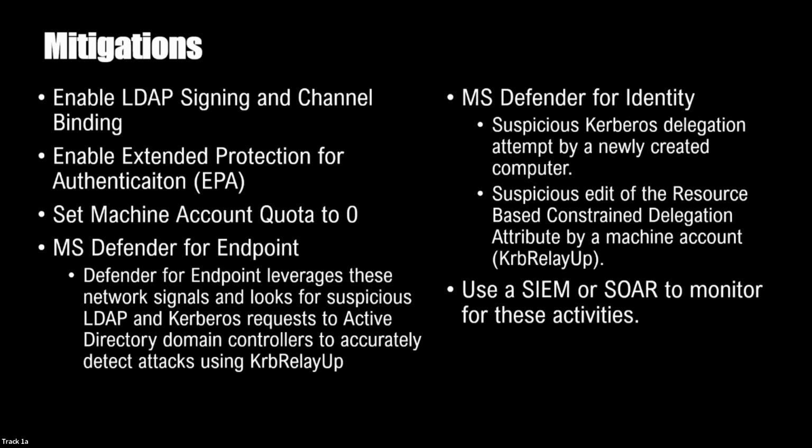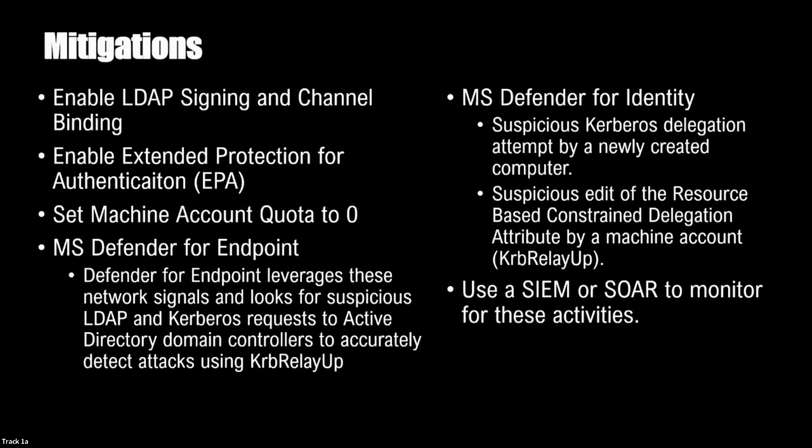I would say immediately, the first two things that you want to do is you want to change that machine account quota to 0. Again, out of the box, that is set to 10. It's going to make it harder for an attacker to find a suitable object that's got resource-based constrained delegation on it. When it's not set to 0, they can just create that object.